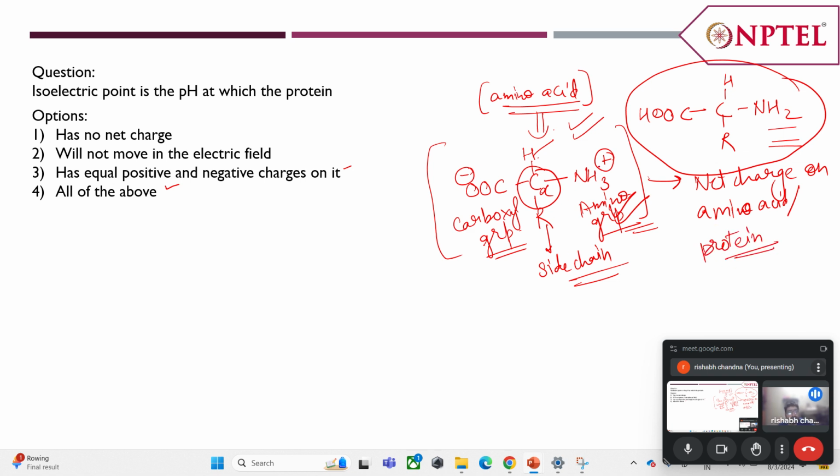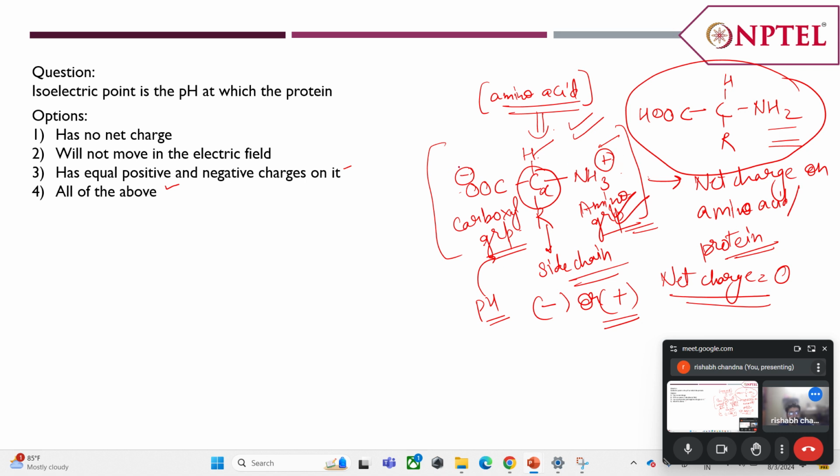Sometimes the pH of the solution varies with the situation. When the pH of the solution varies, the net charge on an amino acid changes. Either it becomes negative or it becomes positive. Sometimes this is the neutral form of an amino acid where it will have both the charges. So the net charge would be 0, because it has both plus 1 and minus 1. If we add both, that gives 0.